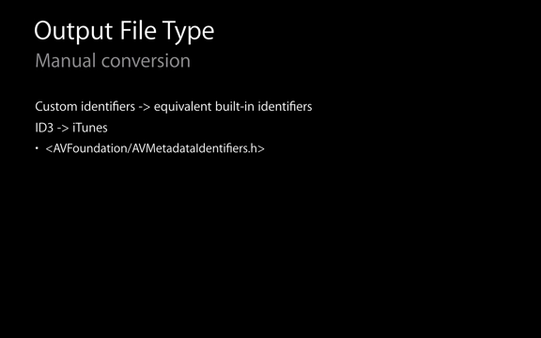One particular example I want to call out that involves only built-in identifiers is when you're trying to go from ID3 to iTunes. Well, AV Foundation currently isn't going to do that conversion for you, but there's no reason that you couldn't do that yourself. So once again, just take a look at our long list of identifiers and match them up and do the conversion in your own code.